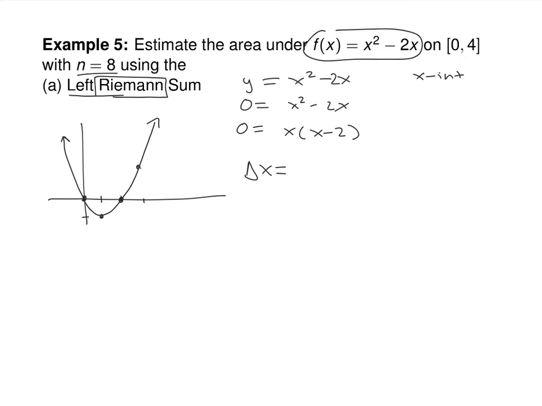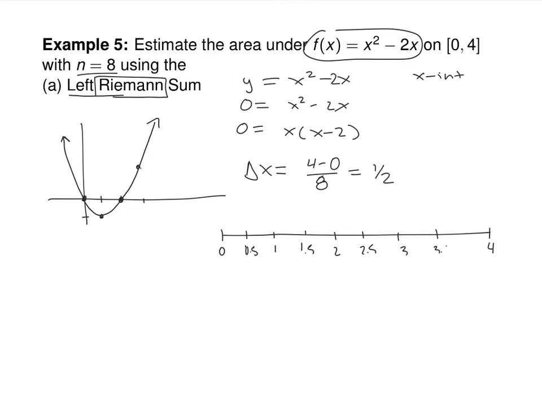So what is the delta x in this case? If you have an interval from 0 to 4 and 8 pieces, how wide will each of your subintervals be? A half, yep. 4 minus 0 over 8, or a half. So personally, I just visualize my interval. I start at 0, I end at 4. First I have 0.5, then I have 1, then 1.5, 2, 2.5, 3, 3.5, and 4. Those are the points that I'll be plugging into my function.